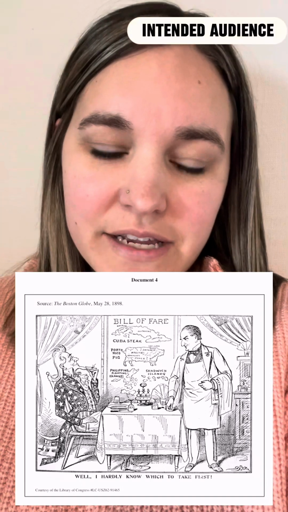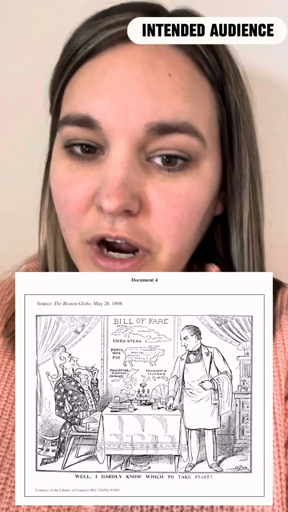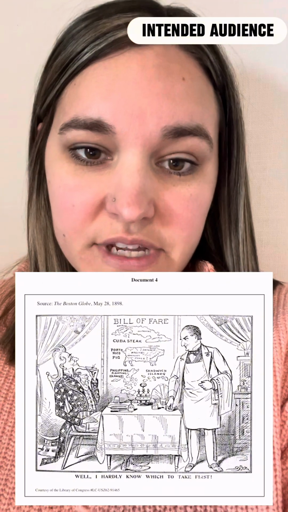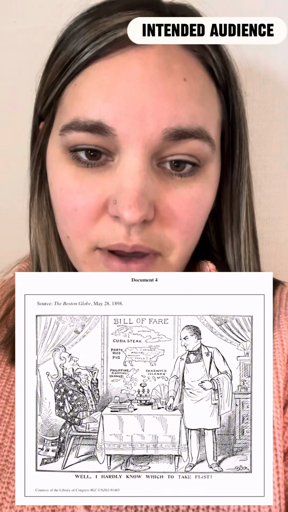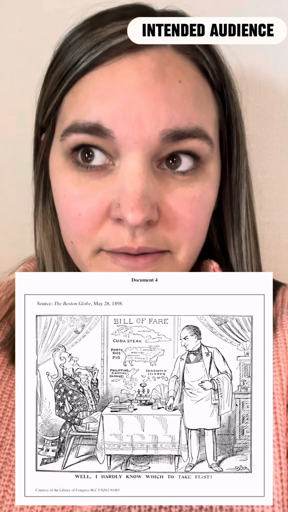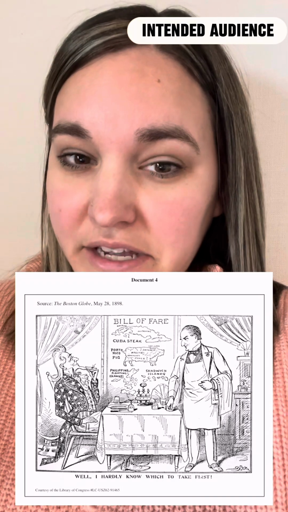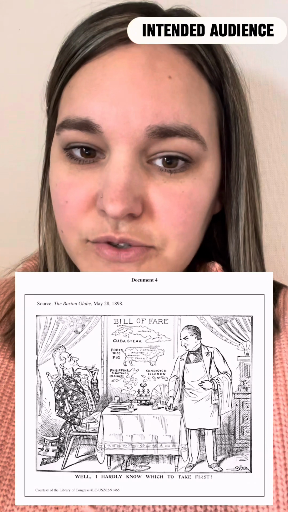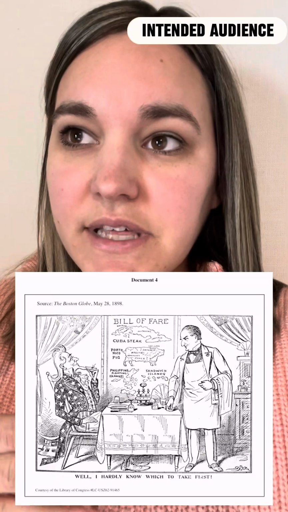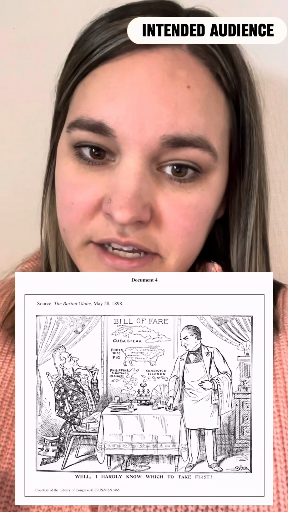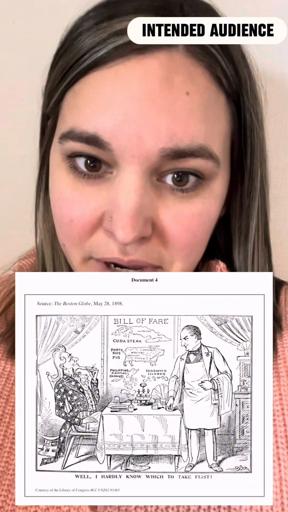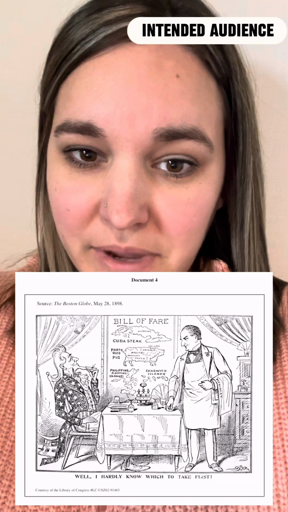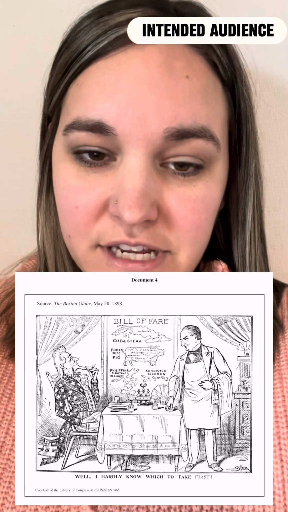For intended audience, I often see students struggle to do this one really accurately. So what you want to do is pay attention to the sourcing information, and you can see that this is published by the Boston Globe, meaning its most direct audience is going to be Bostonians. Now, the reason I say I see students do this incorrectly a lot is because they are often going to say the intended audience of the cartoon is Americans. And that's just really general and doesn't provide you any additional information that is helpful for understanding the source.